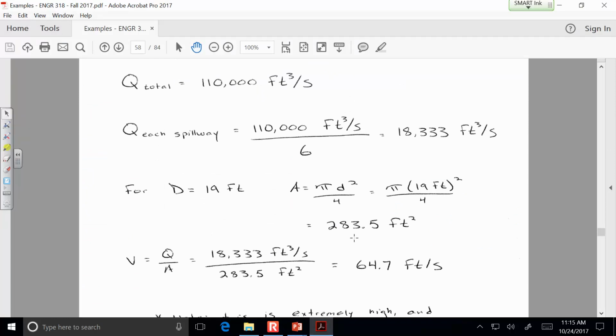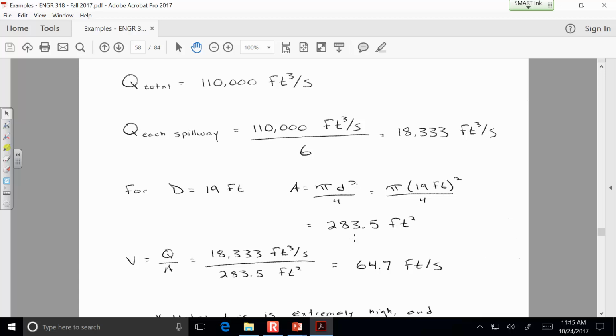Okay, so there's 160,000 CFS that's coming out of the reservoir. 50,000 of it's going through the power plant, which means 110,000 is going to be going through those spillways. There's 6 spillways, and so each one of them is receiving 18,333 cubic feet per second. We need to calculate the cross-sectional area of each spillway pipe based on its 19-foot diameter, which is enormous. And think about those gates when they're closed, 19 feet in diameter.